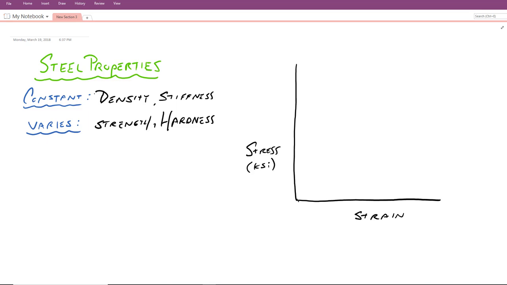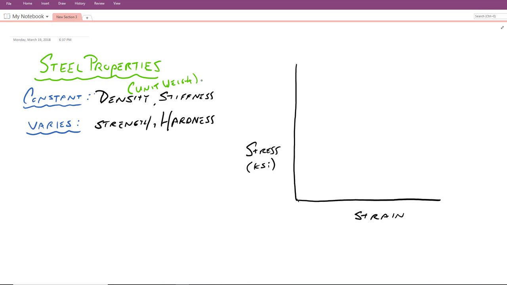I've got here on the screen just a handful of things already pre-drawn out. Talking about steel properties here, there are some properties of steel that are constant and some that vary. One of the things that remains constant is the density or the unit weight of steel. So we'll go ahead and write unit weight in here: how much the steel actually weighs per cubic foot, for lack of a better way to put it.